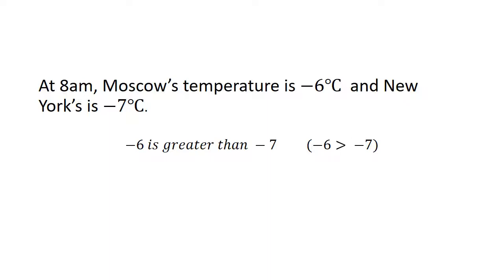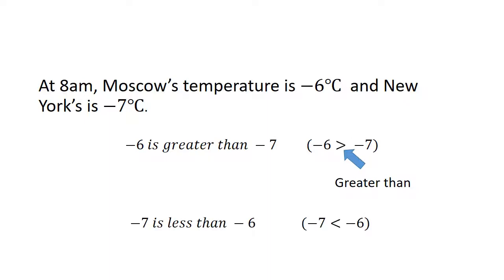-6 is greater than -7, and we can write that using the notation, the greater than symbol. Now -6 is greater than -7 because it's further to the right on the number line. Alternatively, we could write it as -7 is less than -6. So we could use that sign there to say less than.